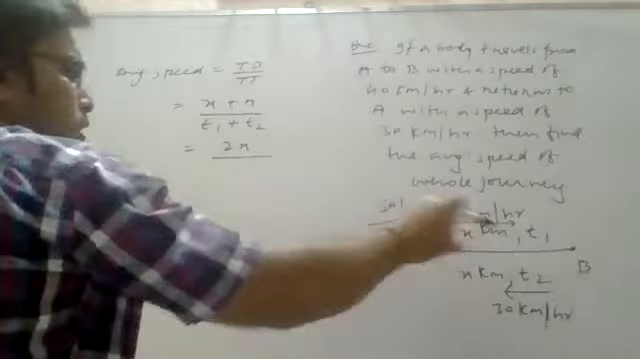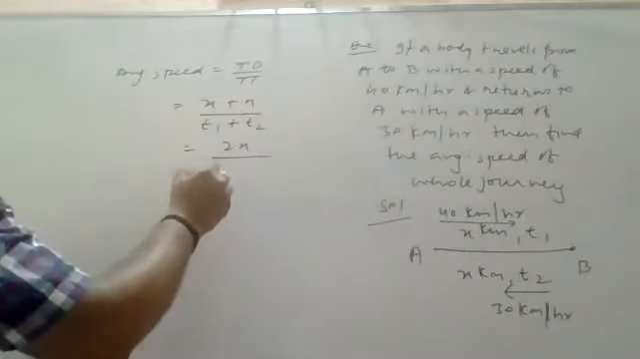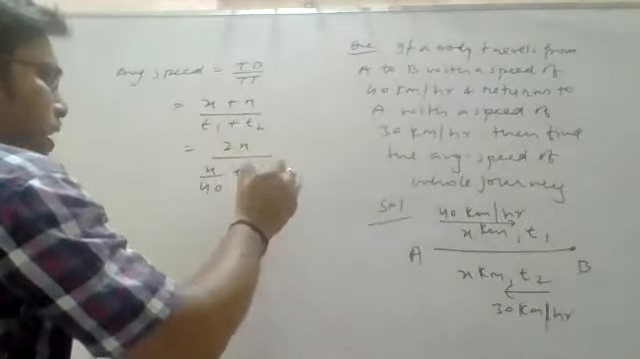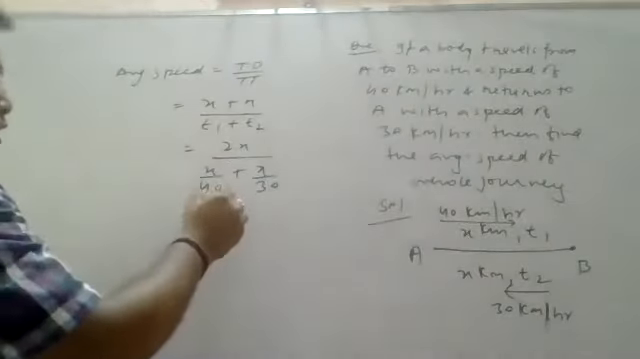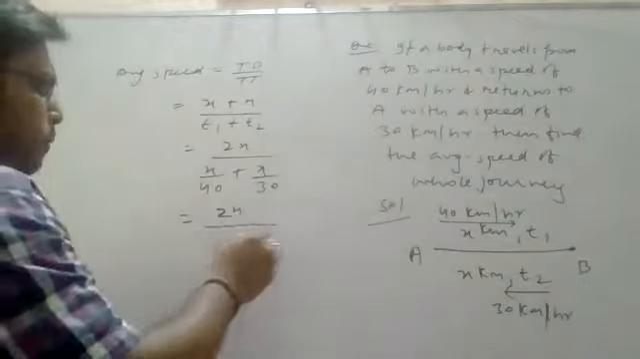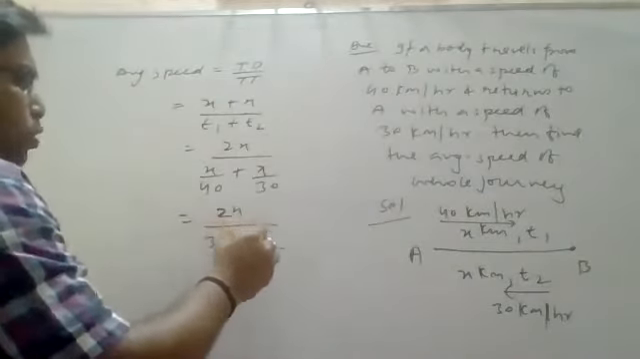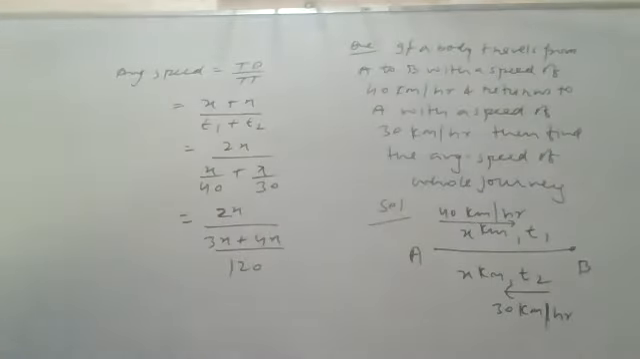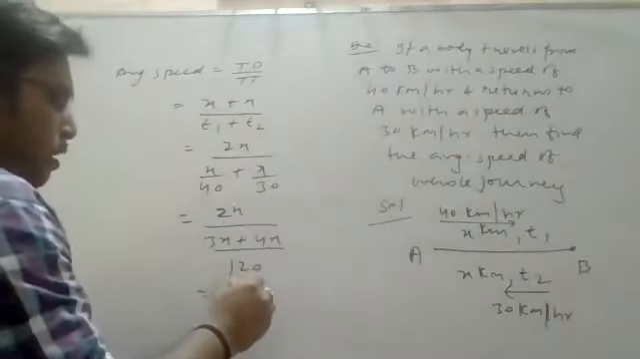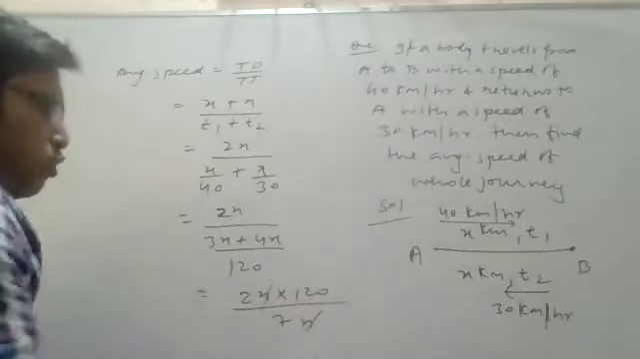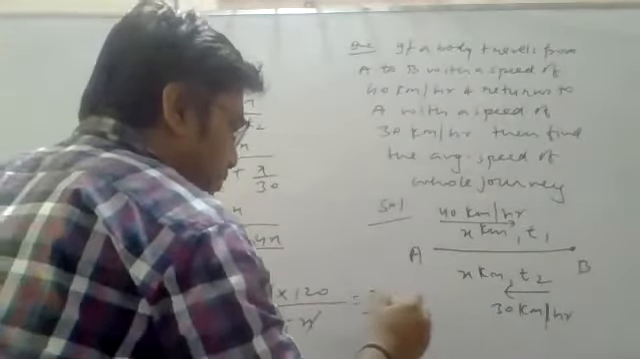T1 will be distance by speed, so it is x by 40, plus T2, which is distance by speed, so I will get x by 30. If I resolve it, it is 2x divided by the LCM, which is 120. You will get 3x plus 4x. Then 120 is shifted above, 2x into 120 divided by 7x. So this x is cancelled, and you will get 240 by 7.